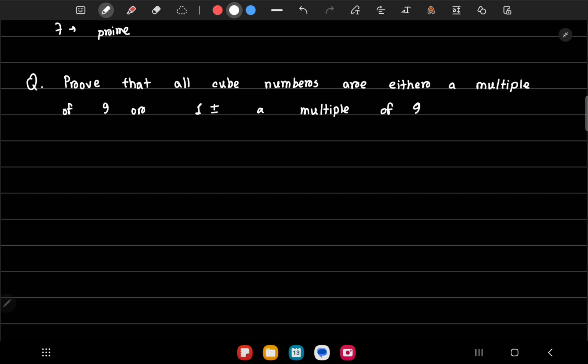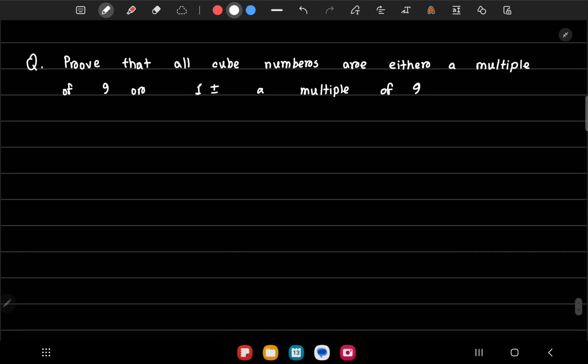So we can be asked to prove that all cube numbers are a multiple of 9 or one more or less than a multiple of 9. Now for this case, I can show the case for multiples of 3, since 3 is the prime factor of 9. I can show the case for multiples of 3, one more than a multiple of 3 and one less than or two more than a multiple of 3.